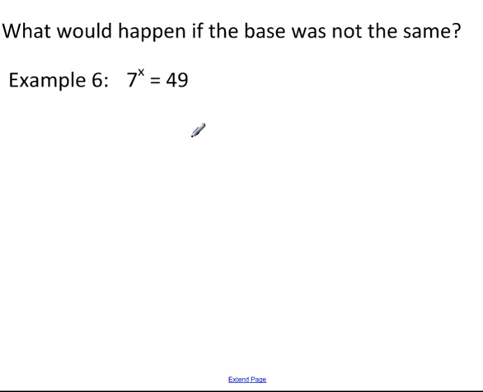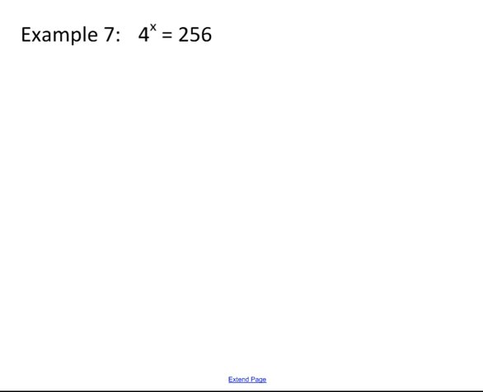Alright, so what happens when our base is not the same? In this case it's 7x here. I need the 49 to be some kind of power of 7. Hopefully you're thinking, hey, that's 7 squared. Well, now that I've got my bases the same, I can just say the powers are then the same and x equals 2. And this is where class gets fun.